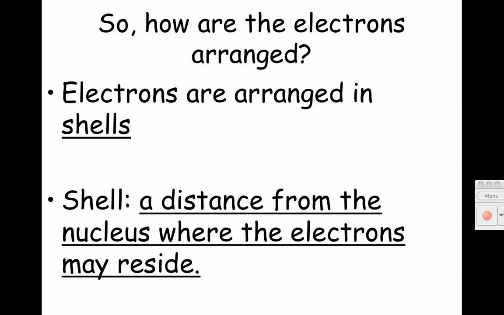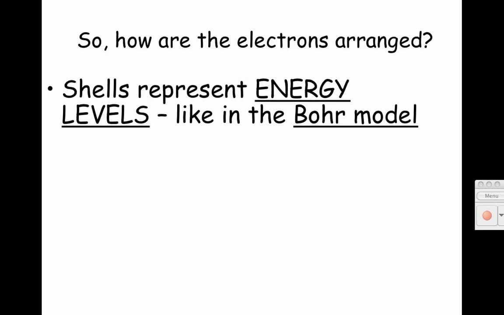And these shells actually represent energy levels, kind of like in the Bohr model. Remember with the Bohr model we had the electrons moving around the nucleus kind of like planets in the solar system. And while that model wasn't exactly correct in terms of how the electrons actually travel, it did have the concept that there were these energy levels, these places where the electrons did tend to be found. So Bohr had a little bit of things right.